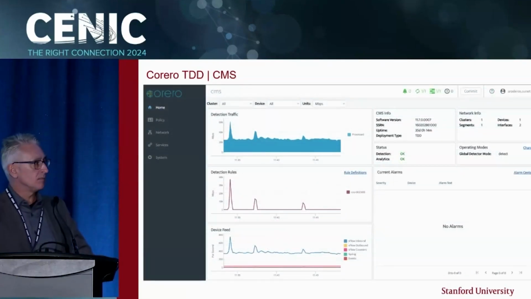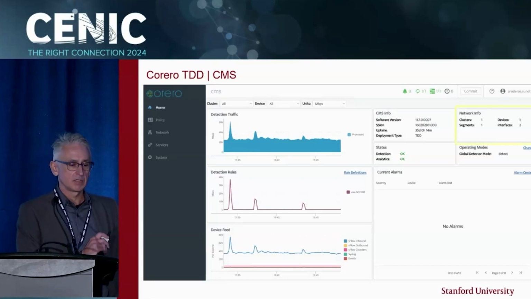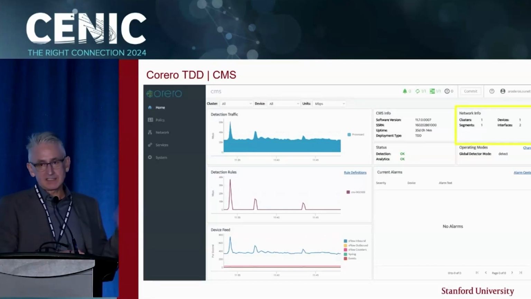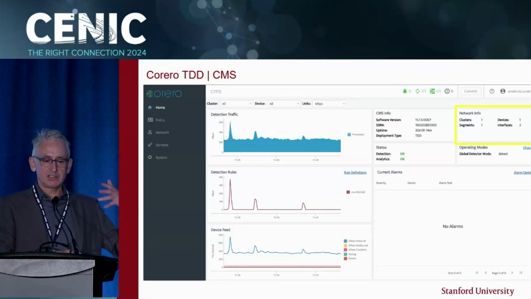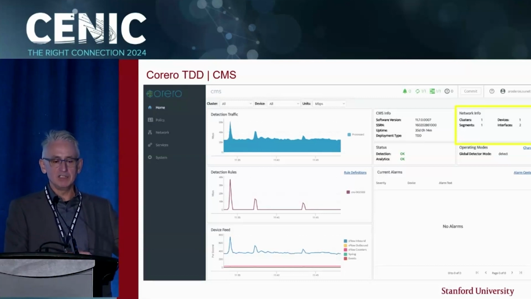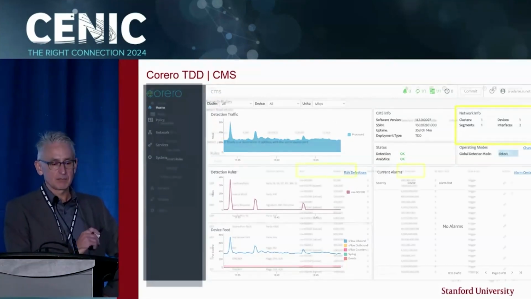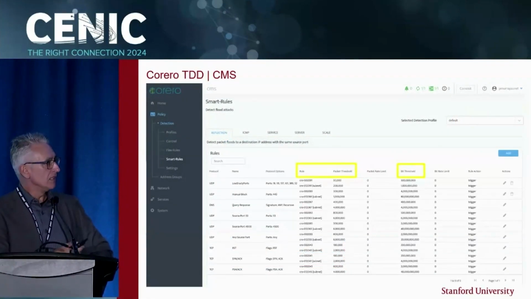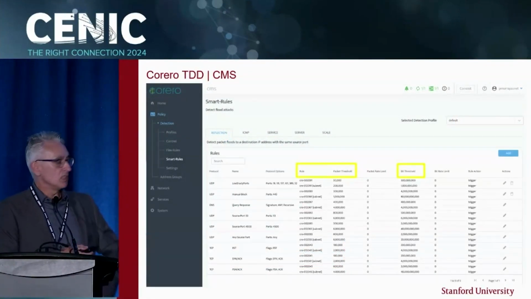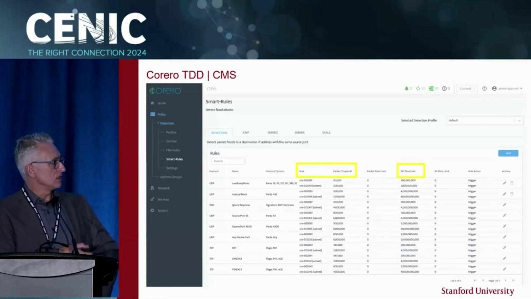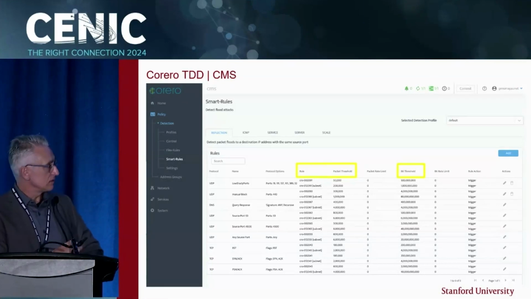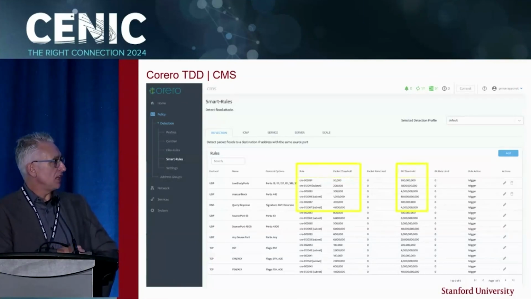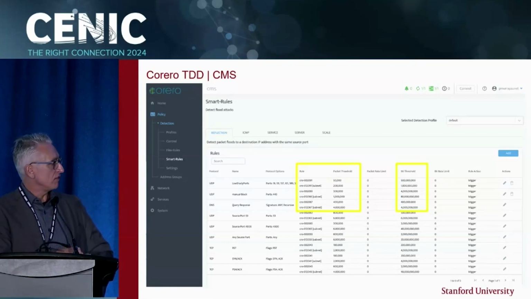Okay, this is the central management server, which is where you will configure policy. So it's got a slightly different view of the Corero product. It talks to Stanford having 1 segment and 2 interfaces on the NTD. Okay. This is where you will configure things. So there's rules, packet thresholds, and bit thresholds. And what we generally do when we're tuning is we're going to modify these things here.